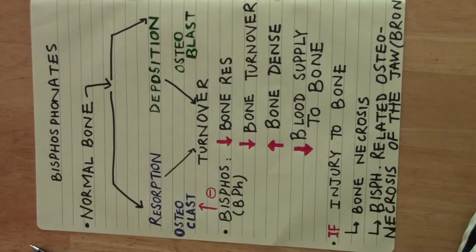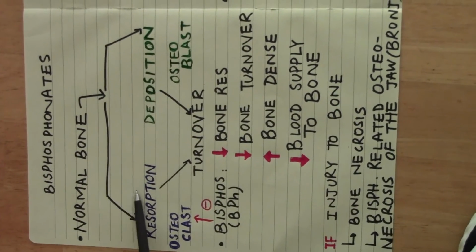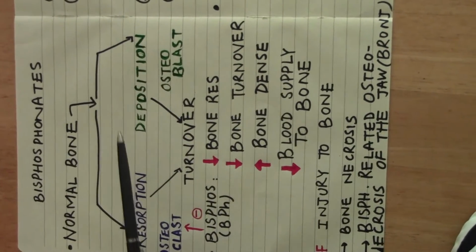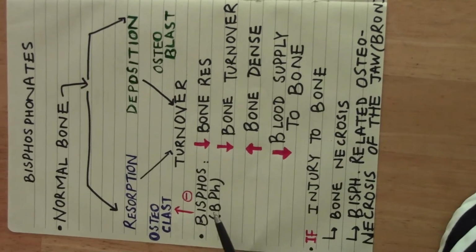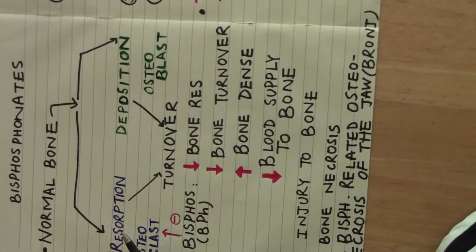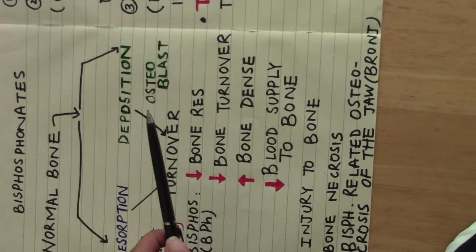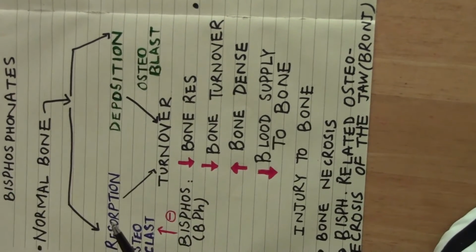Now, let's first discuss what normal bone is like. In normal bone, there are two processes that go on at the same time: resorption and deposition. These two processes cause bone turnover, which happens in normal bone. Resorption is taken care of by osteoclasts, and deposition is taken care of by the cells in the bone called osteoblasts.